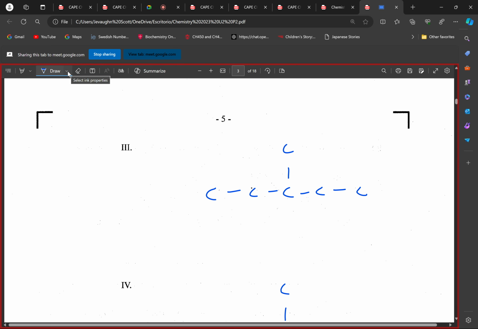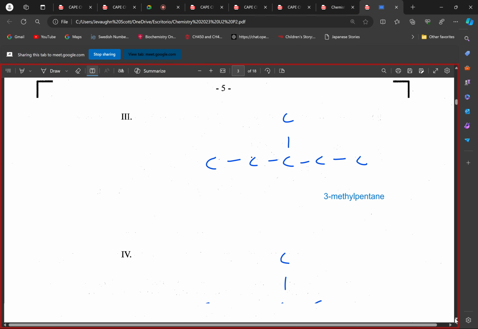3-methylpentane. 3-methyl, 3-hyphen pentane. Methylpentane. So 3-methylpentane. Lovely. Moving on now.